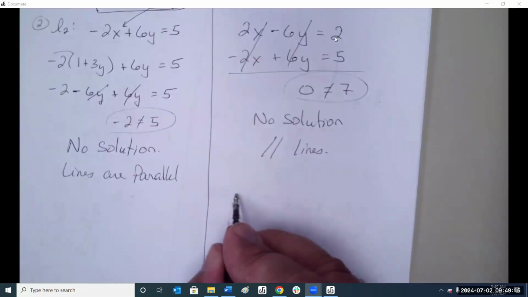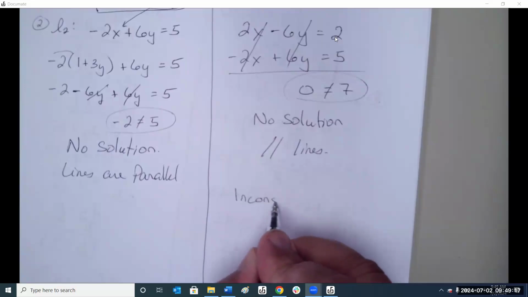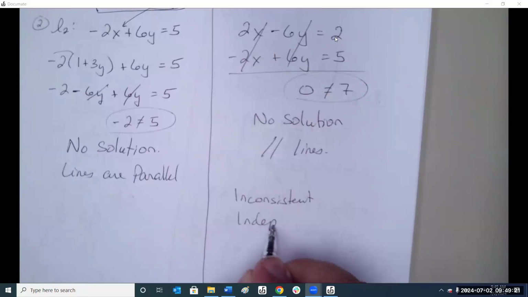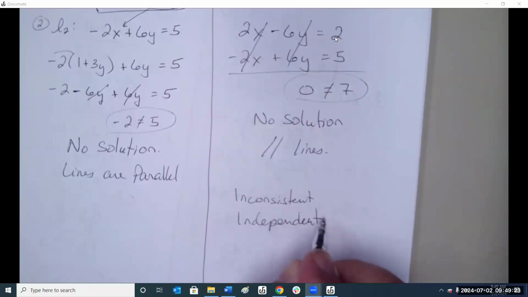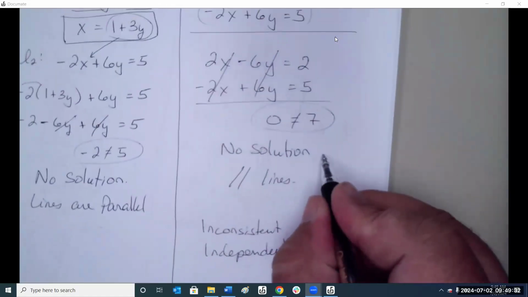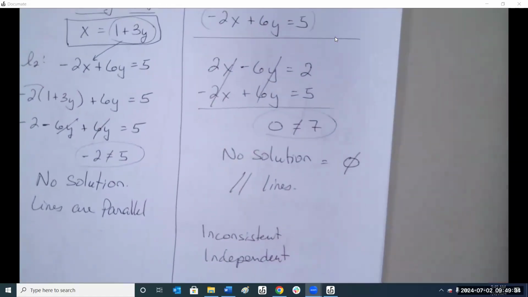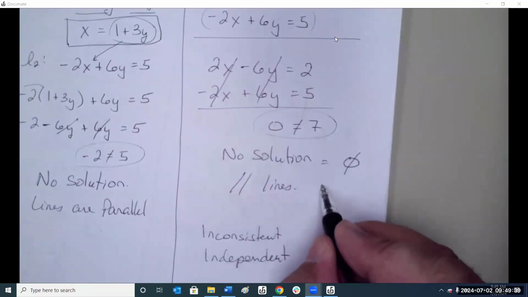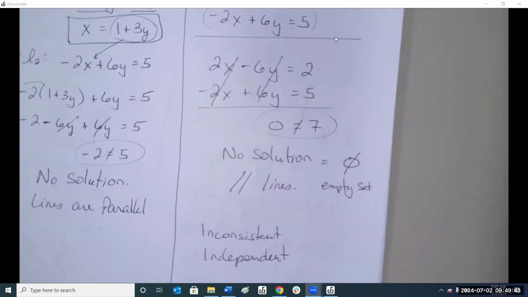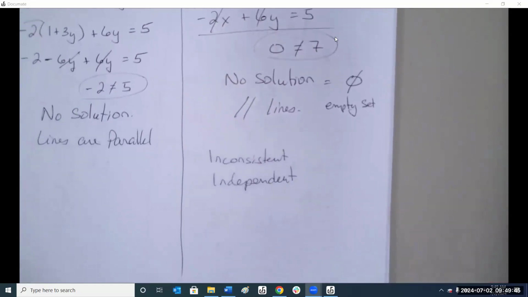It's inconsistent and independent. Another way you could write the answer, instead of writing no solutions, we could write that, which means it's an empty set. The answer doesn't exist.